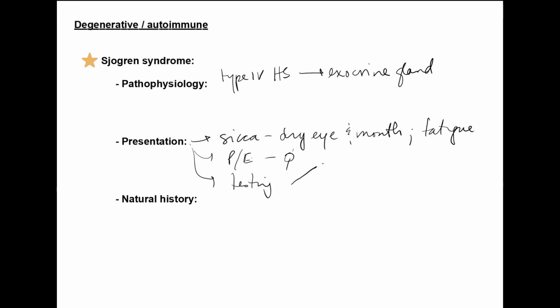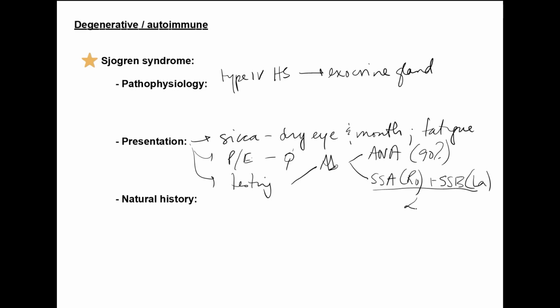The testing can show positive antibodies. As with all autoimmune diseases, there's usually a positive ANA, seen in 90% of cases, and then the antibodies specific to Sjogren's syndrome are Sjogren's syndrome A, or Ro, and Sjogren's syndrome B, also called La. The problem with these is they're only sensitive about 70% of the time, so for both to be positive is found in less than 50% of the patients.